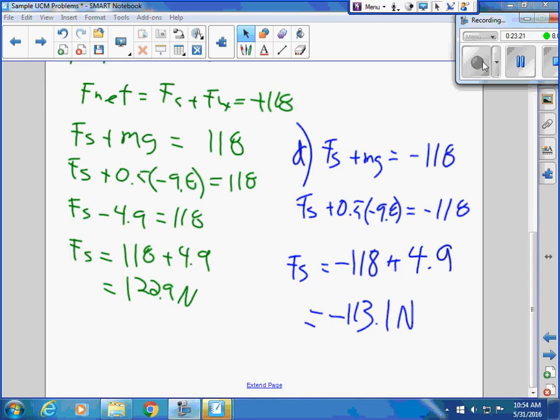Based on what I'm hearing, I'm going to keep going this week. We'll try to get through as much UCM as we can, and when we're ready for the test, then we'll write it.